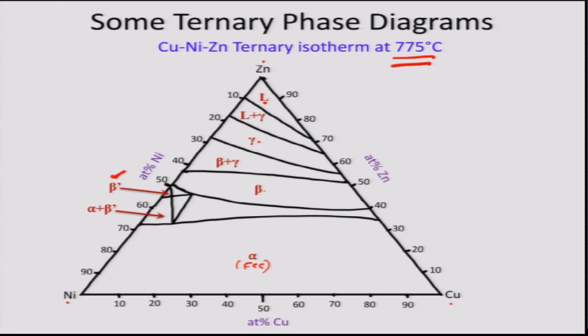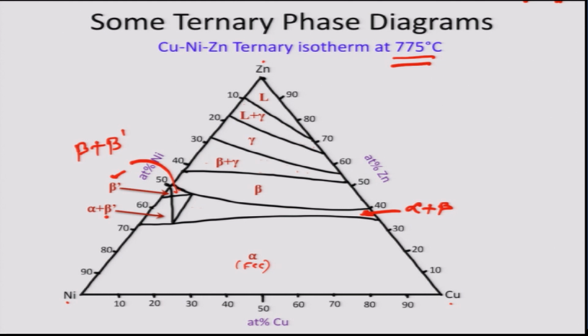Between any two adjacent single phase regions, there would be a two phase region, and so we can see the two phase region alpha plus beta here, then beta plus gamma, liquid plus gamma. Similarly, we have alpha plus beta prime here. This one here is beta plus beta prime.